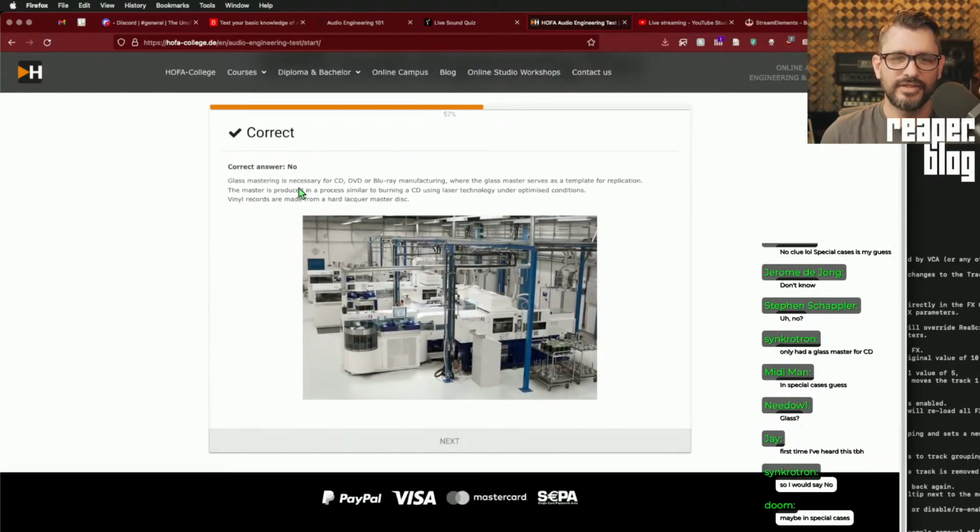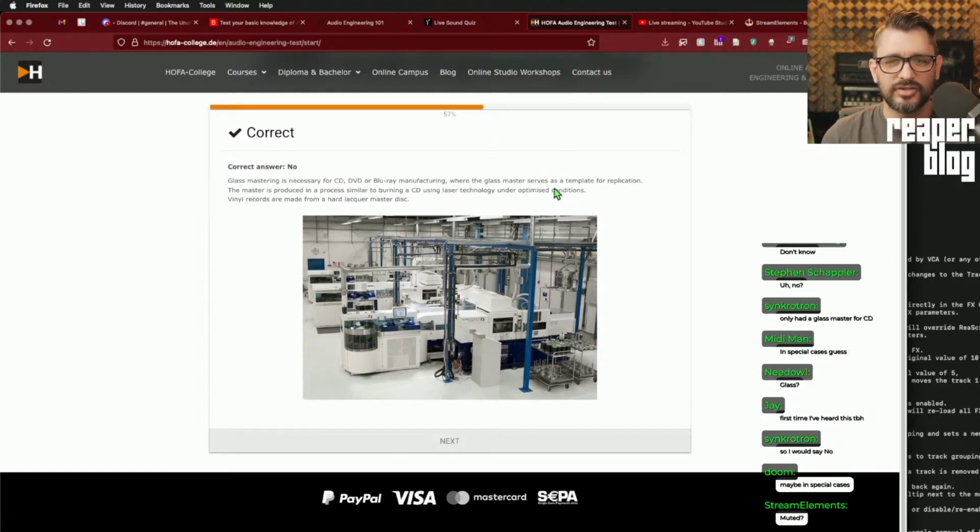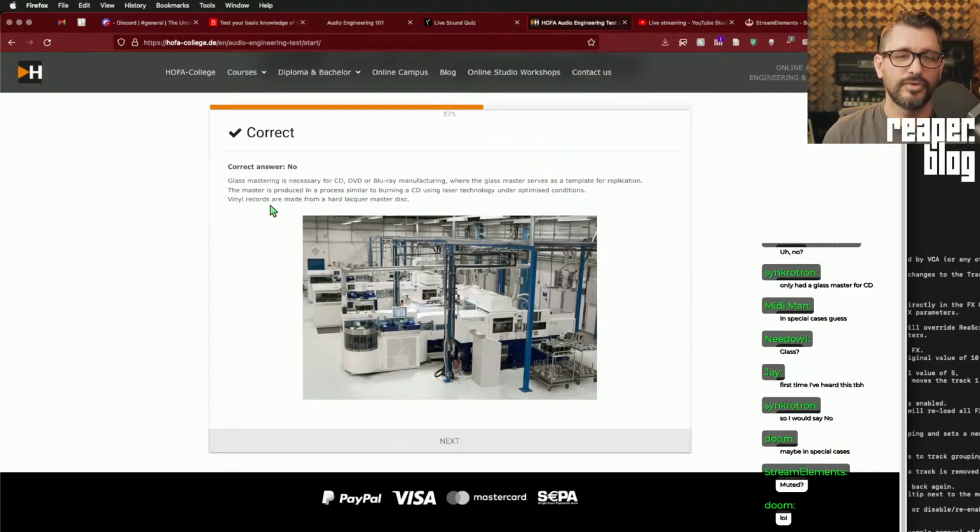Correct. Glass mastering is necessary for CD, DVD, and Blu-ray manufacturing, where the glass master serves as a template for replication. The master is produced in a process similar to burning a CD using laser technology under optimized conditions. Vinyl records are made from a hard lacquer master disc. Yeah, that's what I thought.